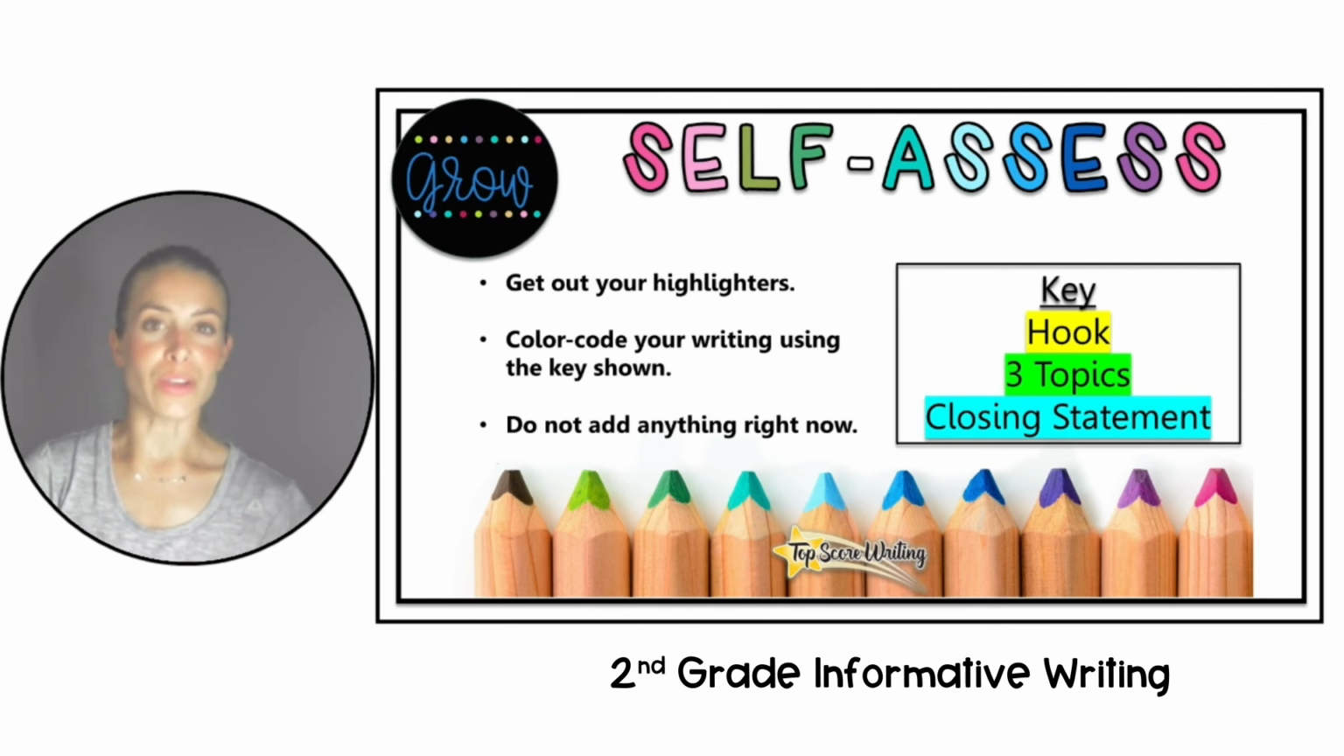Then I want you to take a green highlighter and highlight in green your three topic sentence. And then in blue highlighter, I want you to highlight your closing statement. So you should see three separate colors. Now, I don't want you to add anything right now. Just keep it the way it is because we're analyzing and looking at it.